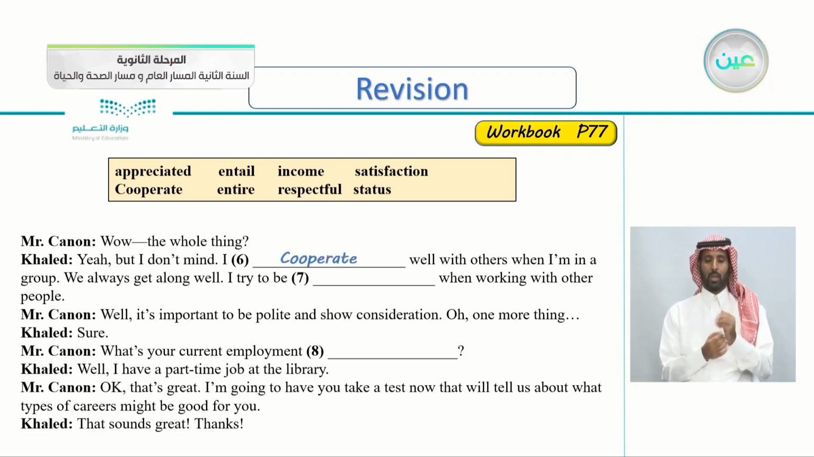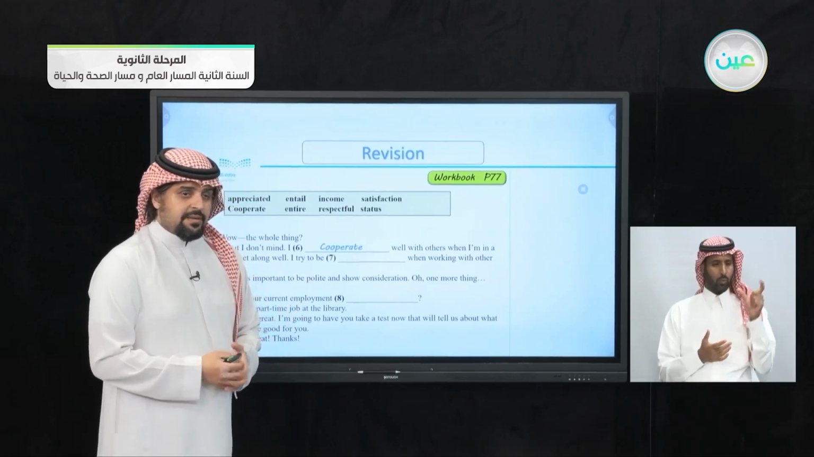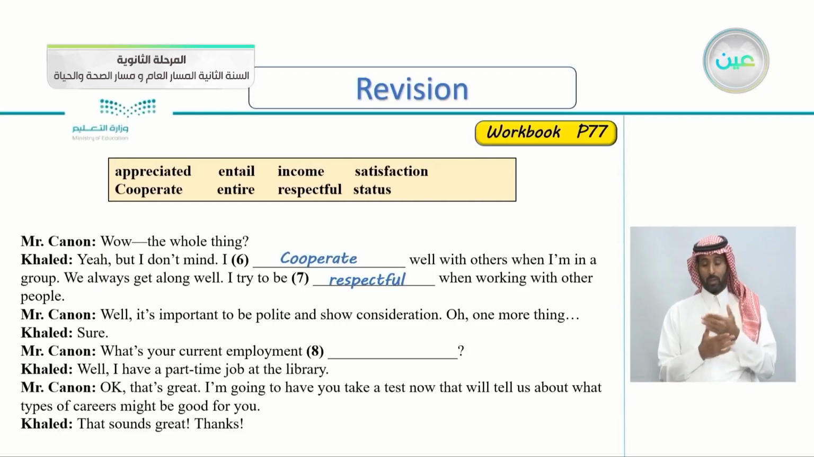Yes, of course, this is an easy one. I cooperate. I work well with others. So I cooperate well with others when I'm in a group. We always get along well. I try to be... when working with other people. So when working with other people, he tries to be what? Can you guess the word here? Yes, I try to be respectful when working with other people. Mr. Cannon replied, well, it's important to be polite and show consideration.